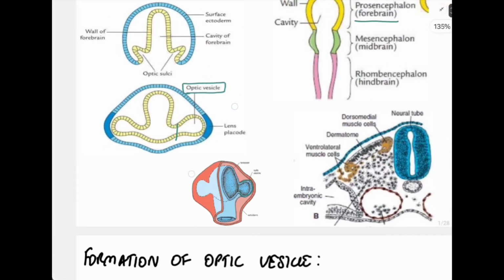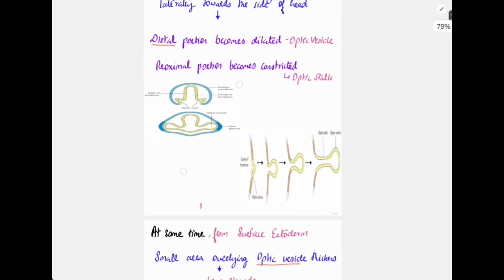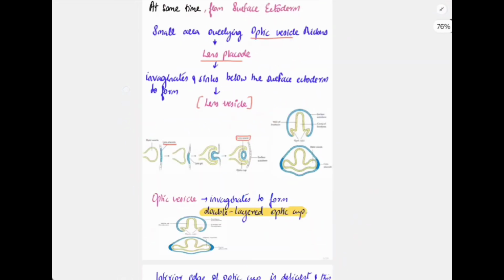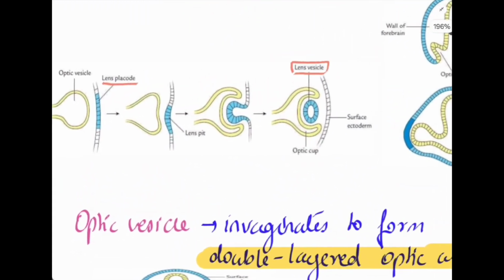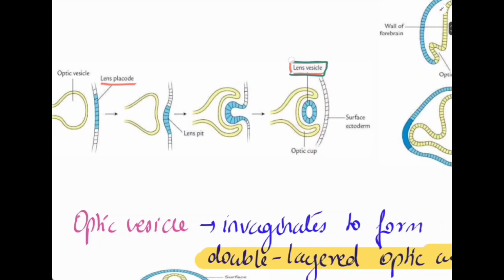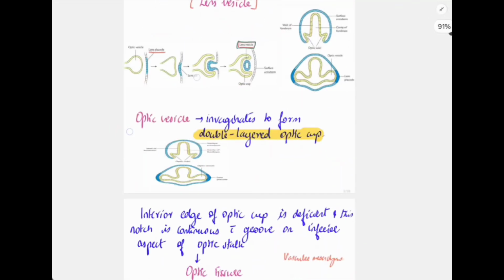At the same time, from the surface ectoderm, a small area overlying the optic vesicle thickens and forms the lens placode, which invaginates and sinks below the surface ectoderm to form the lens vesicle. The optic vesicle invaginates to form a double-layered optic cup.